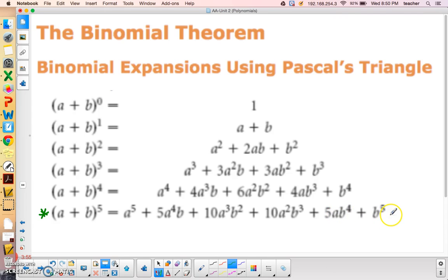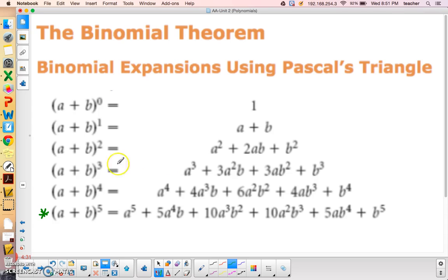And really, this would be a to the 0. Remember, anything to the power of 0 is 1, which is why no a is showing here, because 1 times b to the 5th would just be b to the 5th. Now look at the b's. Notice the highest power of b is 5. It's at the end. And that's also the value of the exponent that you started with. And now, working backwards through the terms, the b's go down if you work backwards. So b to the 5th, b to the 4th, b to the 3rd.